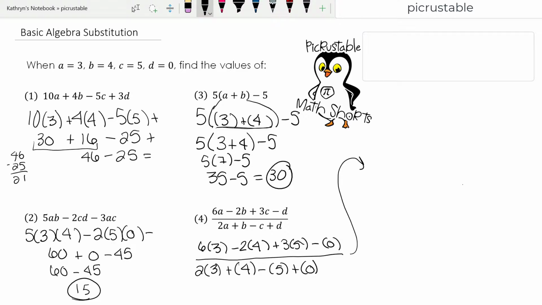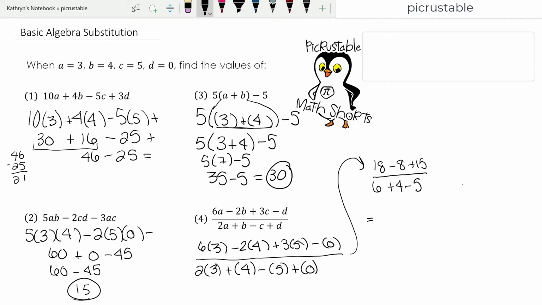I'm just going to move it up here. 6 times 3 is 18. So I'm just doing the numerator right now. Negative 2 times 4 is negative 8. 3 times 5 is 15. And then minus 0, well, that's just 0, so we're not even going to write 0. In the bottom, or the denominator, 2 times 3 is 6, plus 4, minus 5, plus 0.